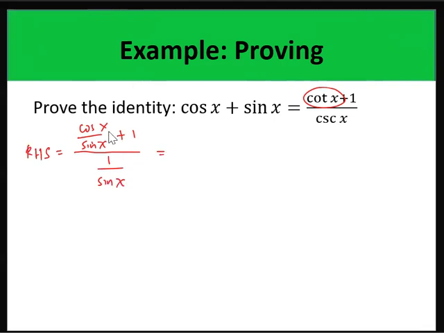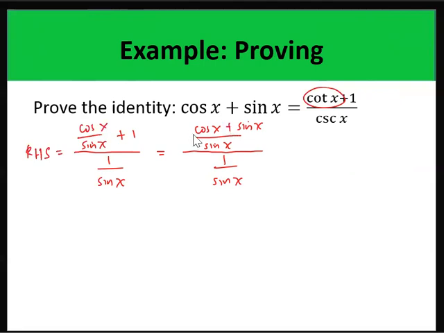Now, if we are going to combine the terms in the numerator, the LCD is sine x. Sine x multiplied to cosine x over sine x is cosine x. Sine x times 1 is sine x. And then the denominator will still be the same. It's 1 over sine x.